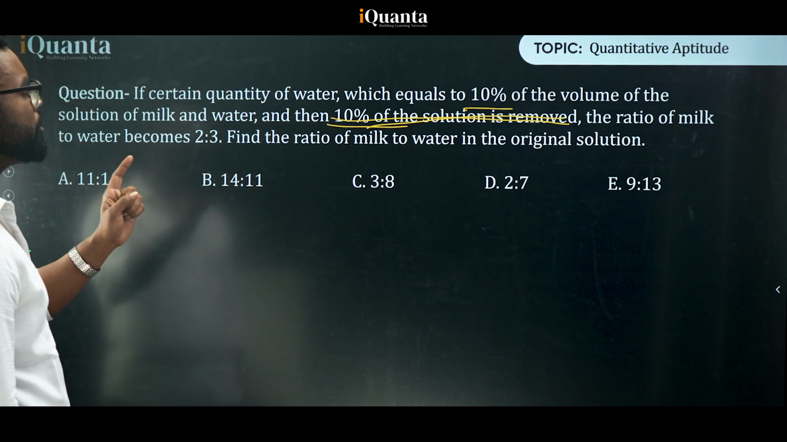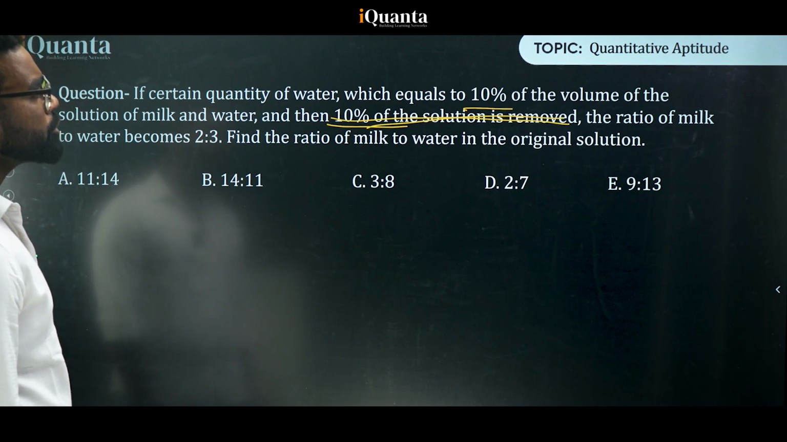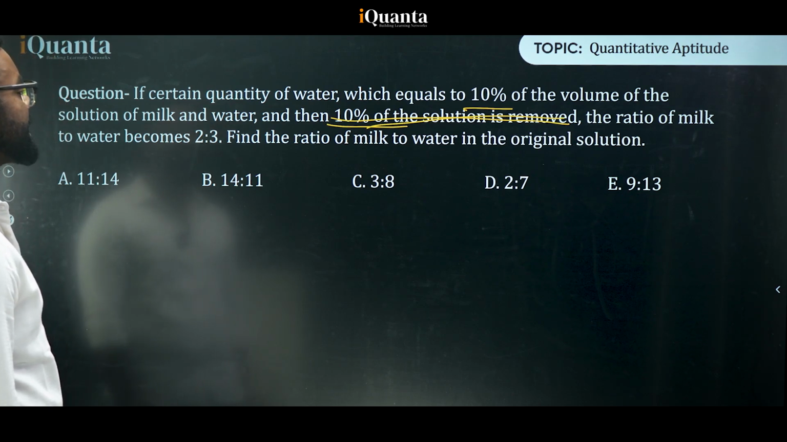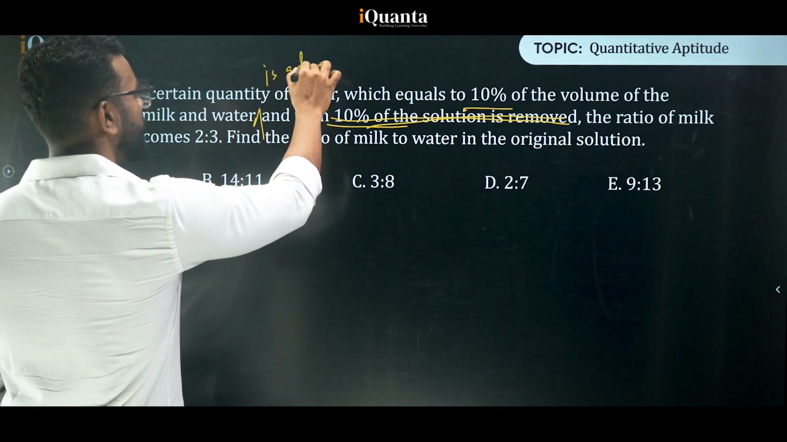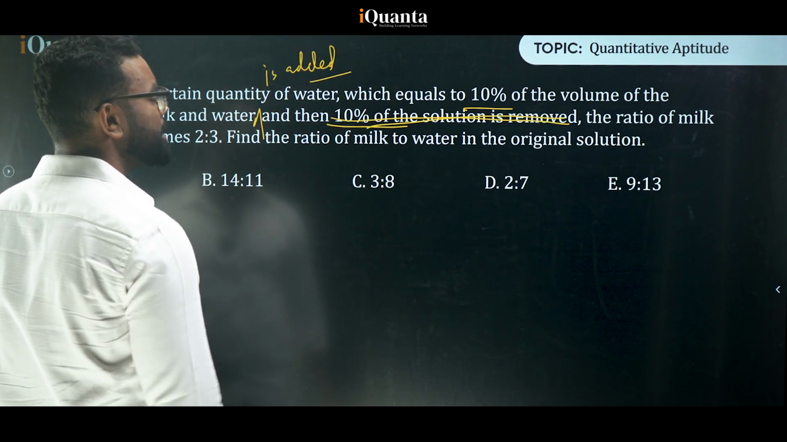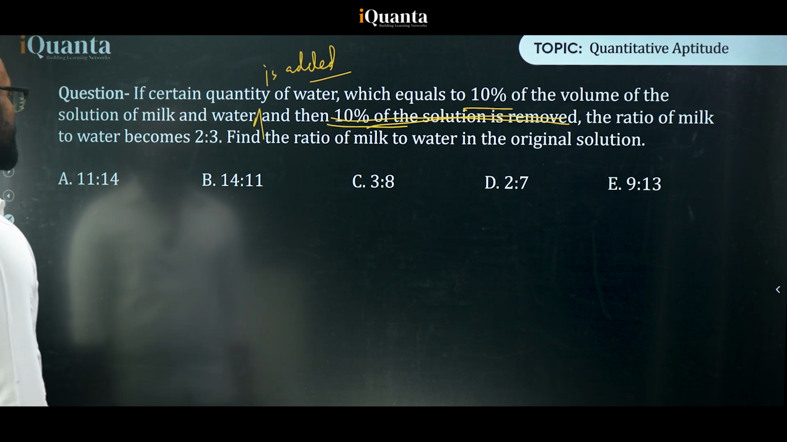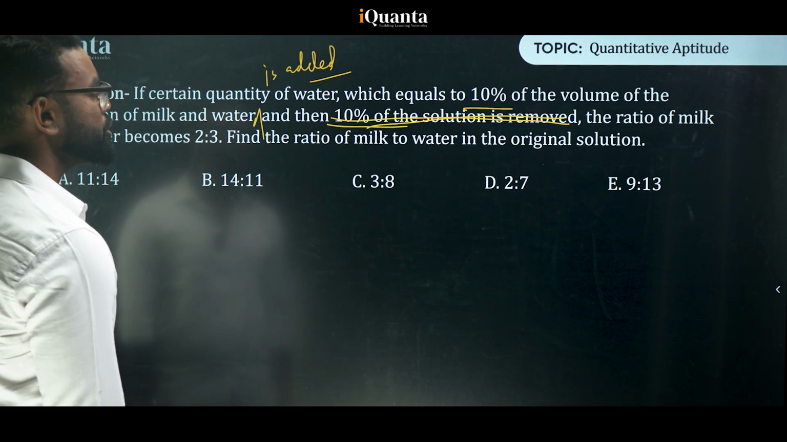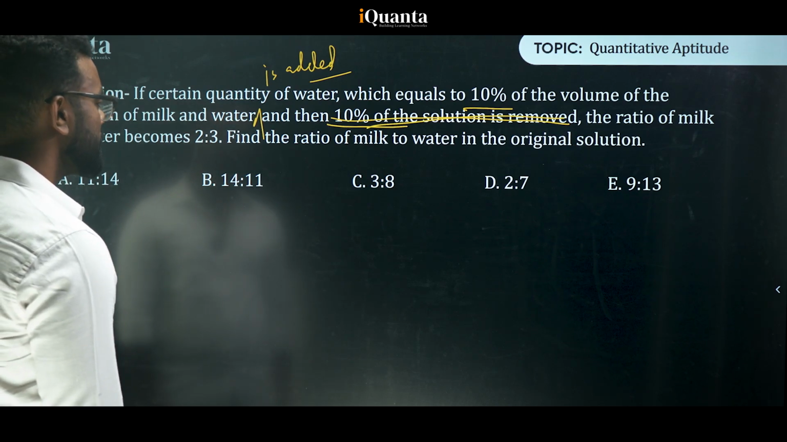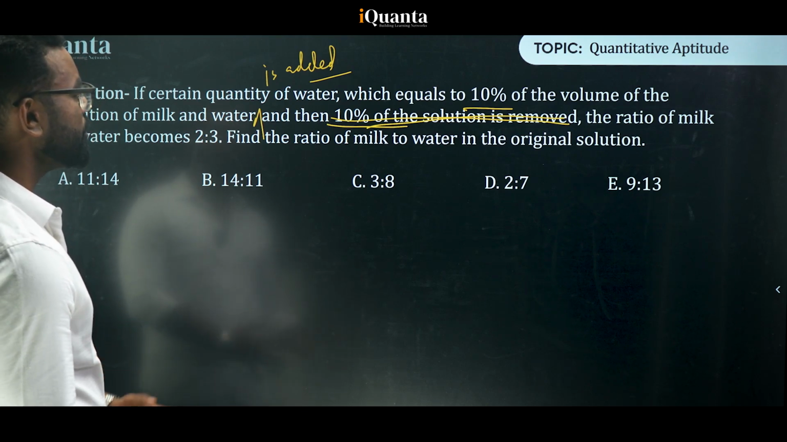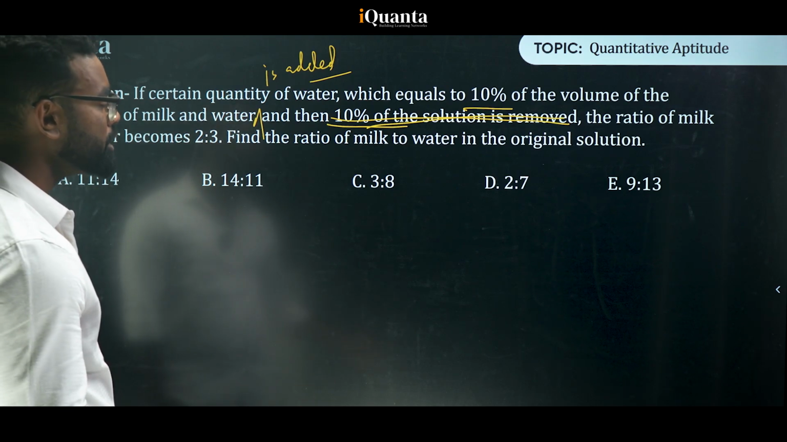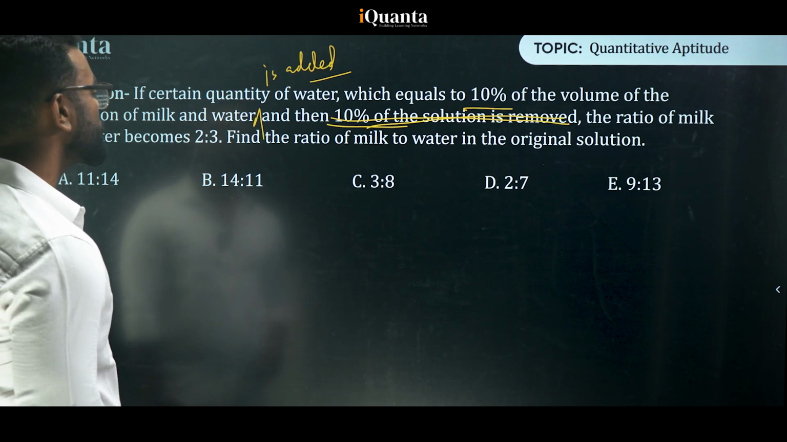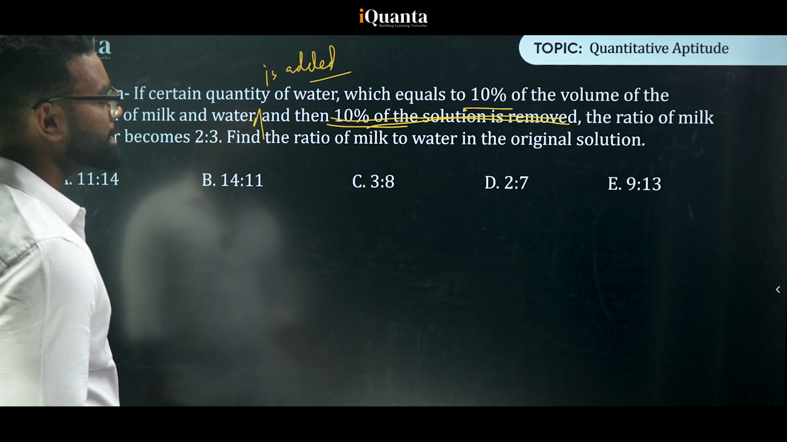The question is, if certain quantity of water which equals 10% of the volume of the solution of milk and water is added, so here you need to write "is added", and then 10% of the solution is removed, the ratio of milk to water becomes 2:3. Find the ratio of milk to water in the original solution. So the question is: certain quantity of water which equals 10% volume of the solution of milk and water is added, and then 10% solution is removed. The ratio of milk to water becomes 2:3. Find the ratio of milk to water in the original solution.